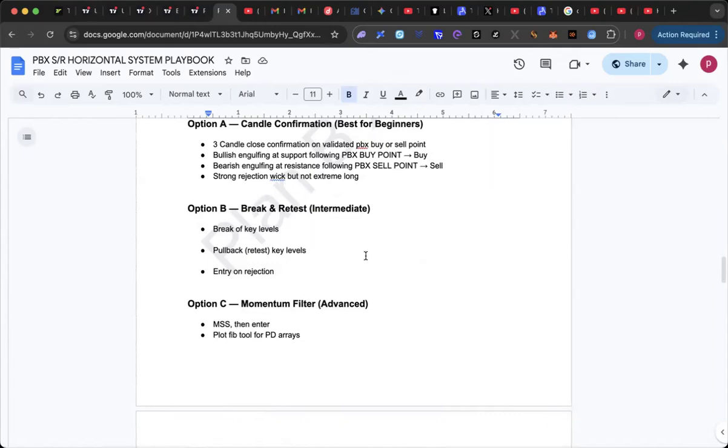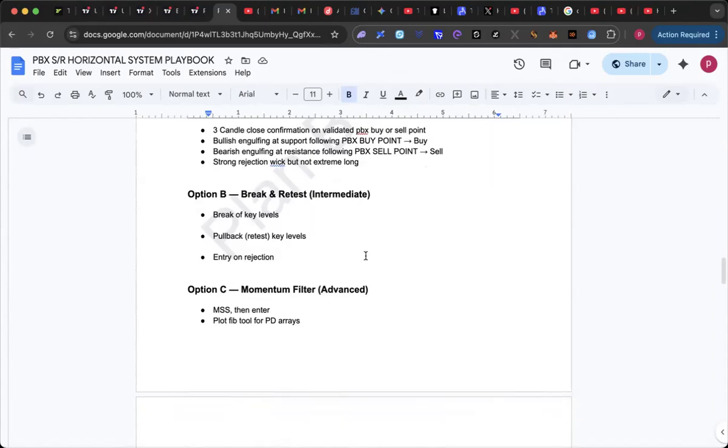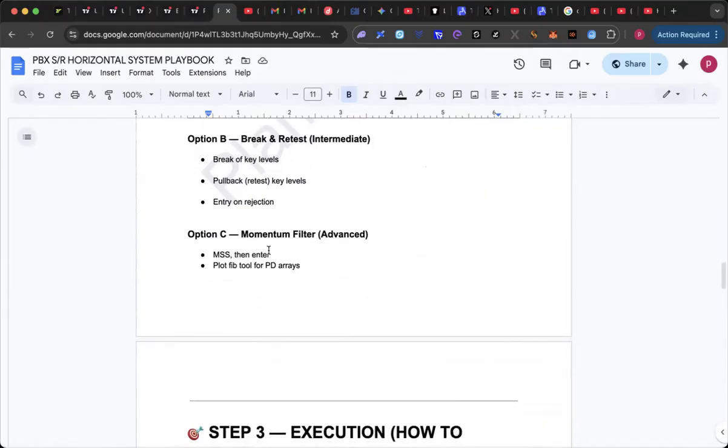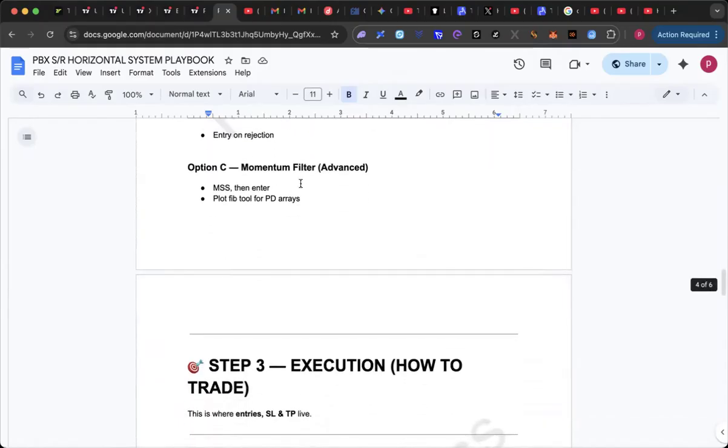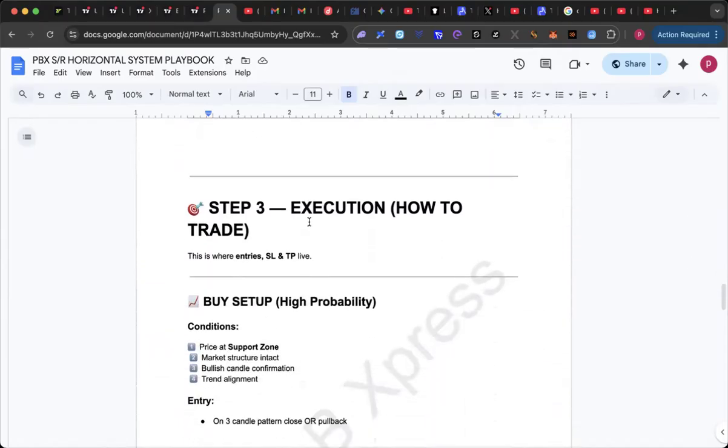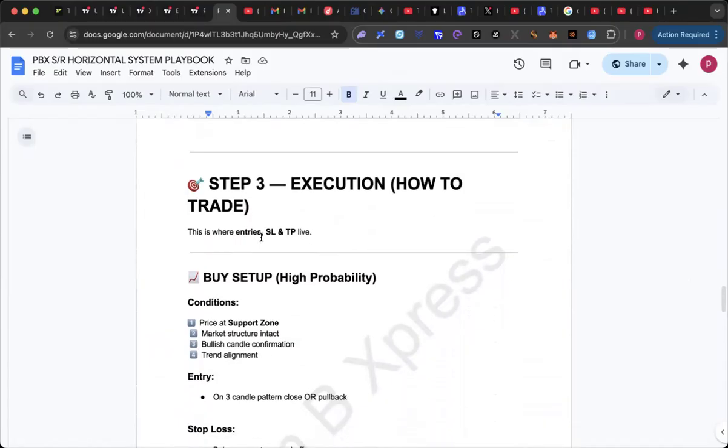So option B, break and retest, intermediate. So you can now figure out around all of those ones, but the zone will have demarcated it for you. Then momentum filter, advanced: market structure shift, then enter. So some for advanced, then plot fib tools for PDRs. Okay, so then we have 3, that's the execution, how to now trade.